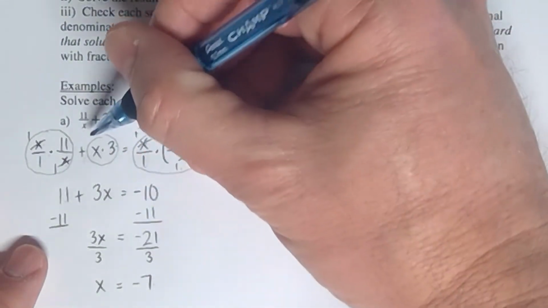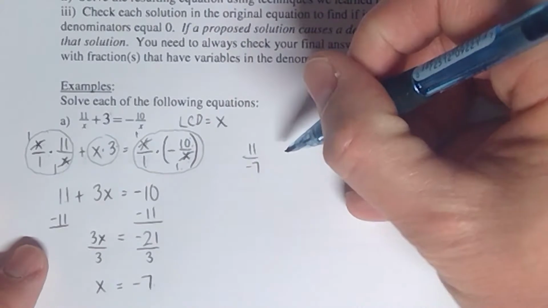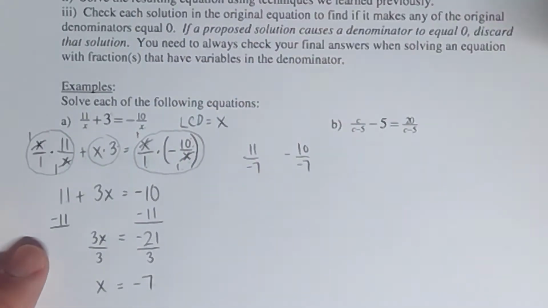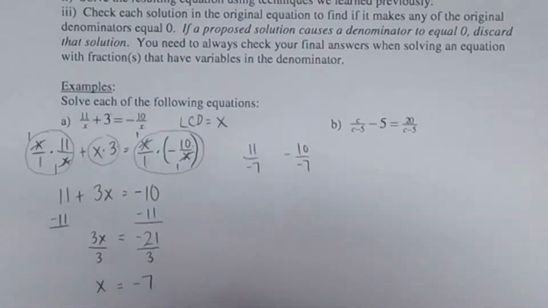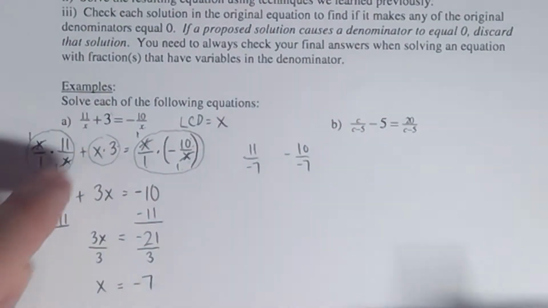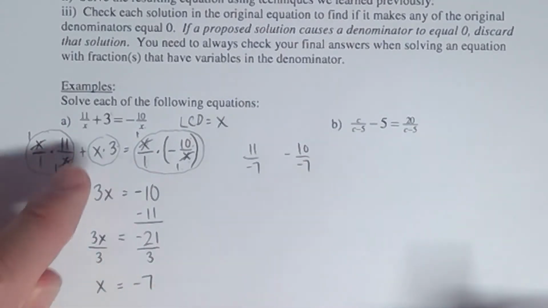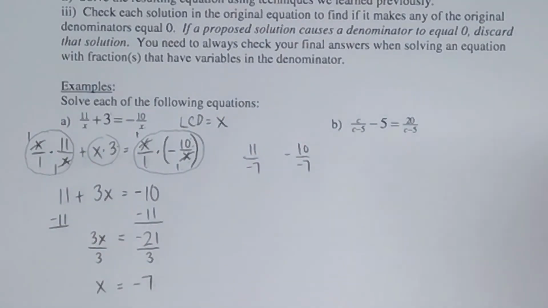If I plug the -7 into there, it makes the denominator -7. And if I plug it into there, it also makes that denominator -7. As long as none of the denominators become 0 when you plug the answer into the variable, then you're good.